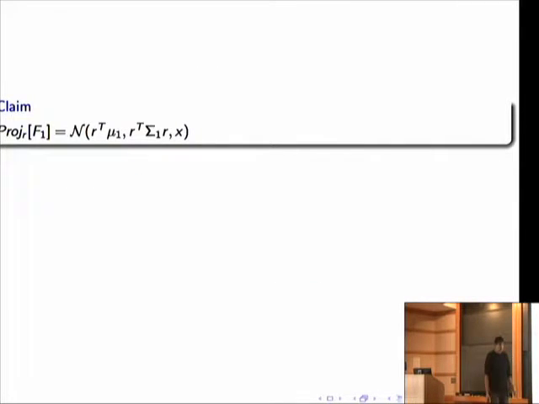But so a simple claim, which I'm sure many of you are familiar with, is just that if you take a Gaussian in high dimensions and you project it onto a direction, it's a univariate Gaussian. In fact, when you project the high-dimensional Gaussian, the univariate Gaussian that you get has the projection of its mean onto R, the direction, and the variance that you get is the quadratic form of R on the covariance matrix.